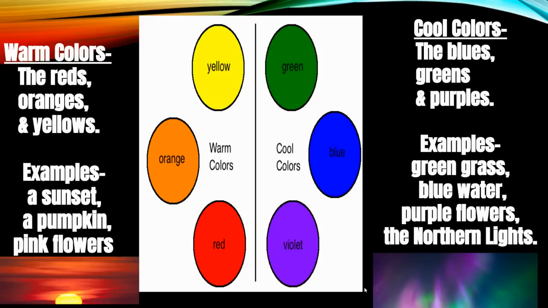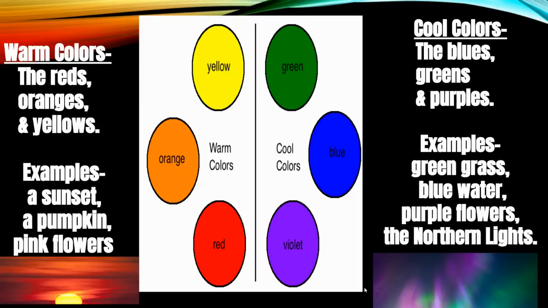Let's look at warm and cool colors. On the left, you'll notice the warm colors of red, orange, and yellow. Examples of warm colors are a sunset, a pumpkin, or pink flowers. Pink is also a warm color.